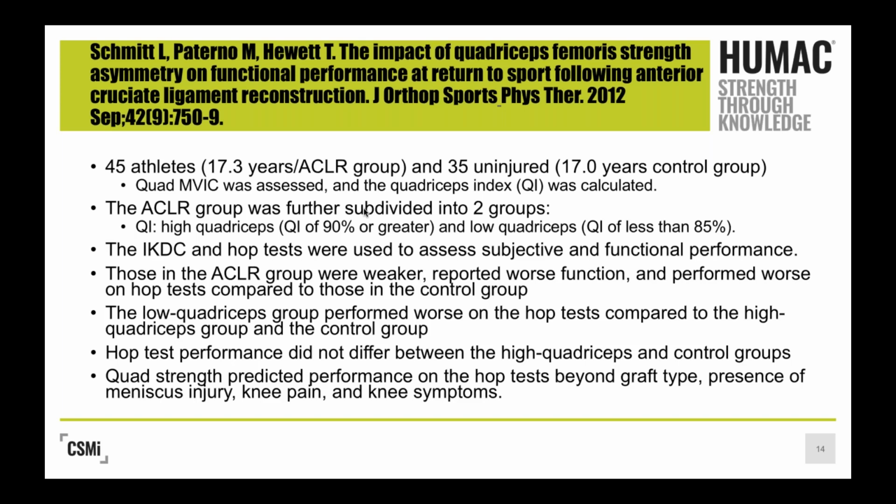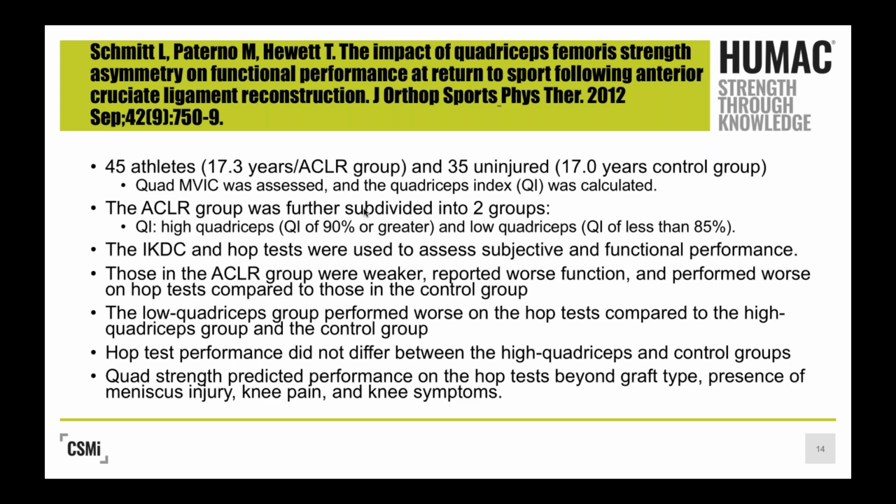They tested the maximal voluntary isometric contraction, or MVIC, for both limbs. So they were using isometric testing. Those in the experimental ACL group were further divided into the high quad group of limb symmetry, that's a 90% LSI or greater, or a low quad group of 85% LSI or less. In this first study, they also assessed them with an IKDC for the subjective side, as well as the single leg hop test for the functional side. That way they had a comparison.